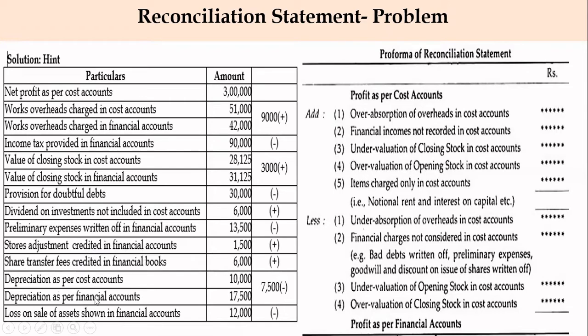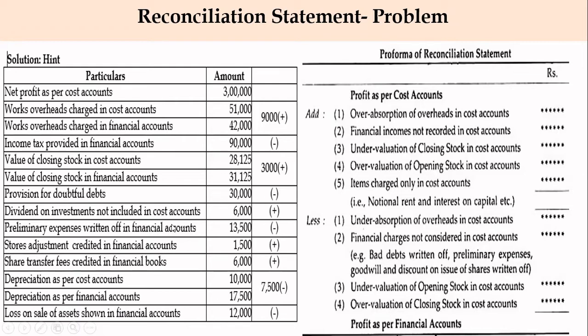Depreciation as per cost books and depreciation as per financial books: it is overvalued in the financial books. If it is overvalued in the financial books, it should be deducted. The difference amount will be deducted in this format. And finally, loss on sale of assets shown in financial books is rupees 12,000. Loss, expenses and charges will be deducted. It is a loss, so you have to deduct it. So this is the hint which I'm giving you to solve this problem.